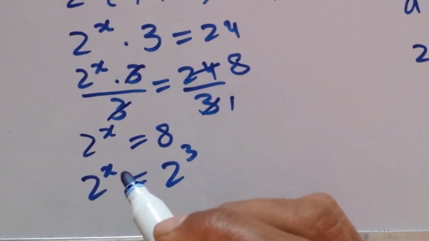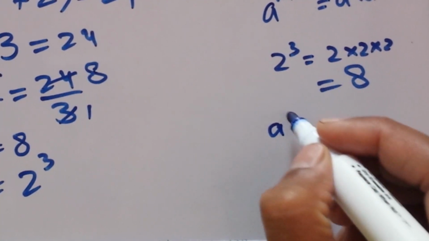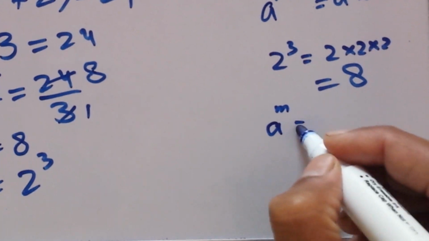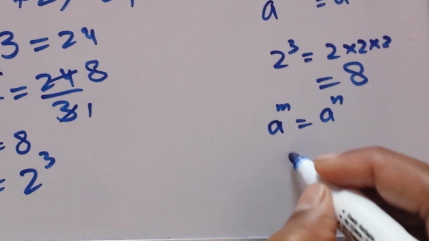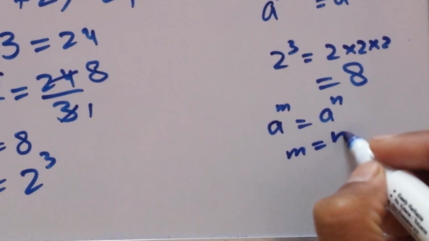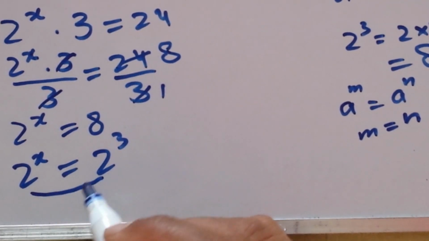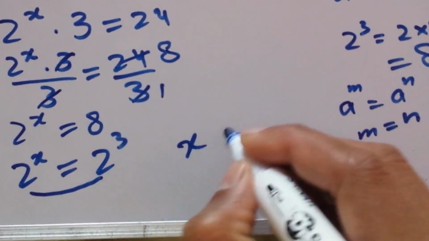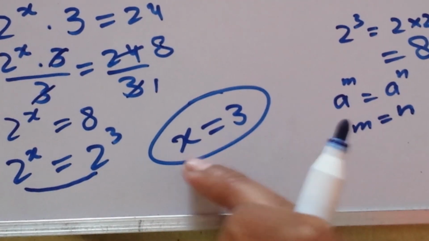Yeah, so step 8, same base rule. If a to the power of m equals a to the power of n, then m equals n, right? So the bases are the same, 2 and 2. So x equals 3. Final answer, x equals 3.